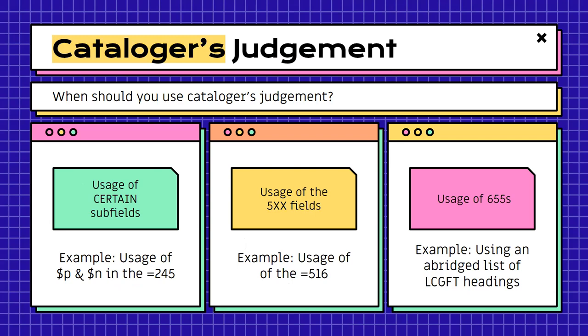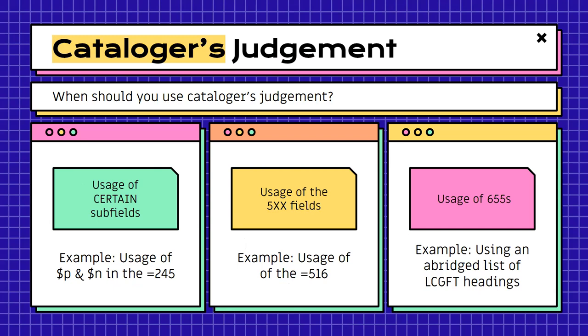All right, so we're going to talk a little bit now about cataloger's judgment. So we know where we find the rules and who makes these rules, but what is cataloger's judgment? If I was doing roller derby, this would be one of my moves, the cataloger's judgment. But what can you massage in a MARC record? There are certain things you don't have to do, right?